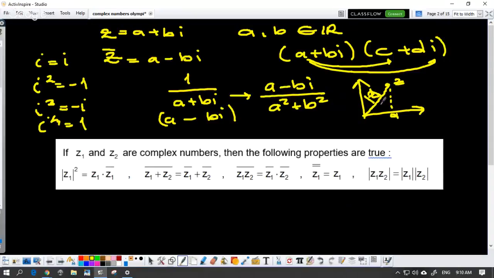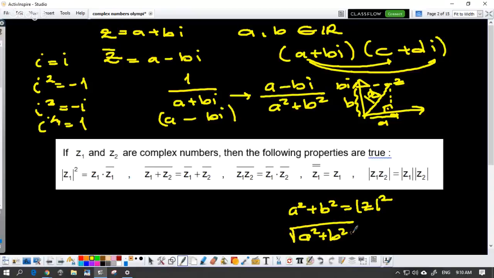And this is the a value, and this is the bi value. The distance of b here is going to be equal to b, and here the distance is a. So by using the Pythagorean theorem, a squared plus b squared is equal to z modulus square. So if we shortly write, square root of a squared plus b squared is equal to z modulus. So this is the distance between the complex number and the origin, and it is called modulus, and we are showing it with the absolute value sign.